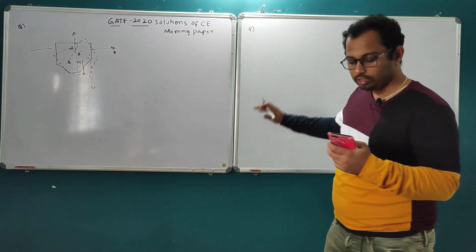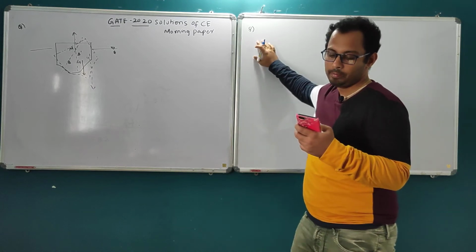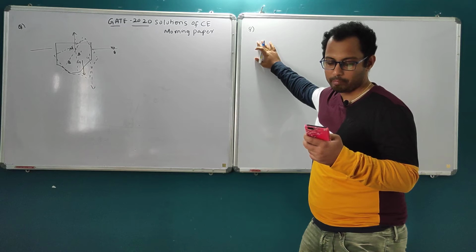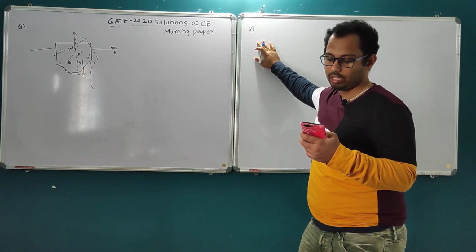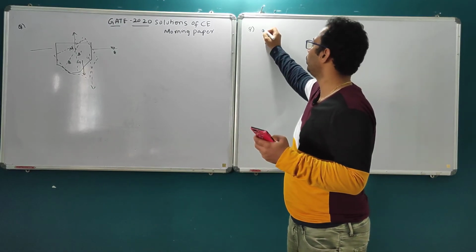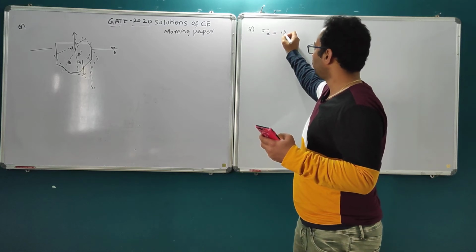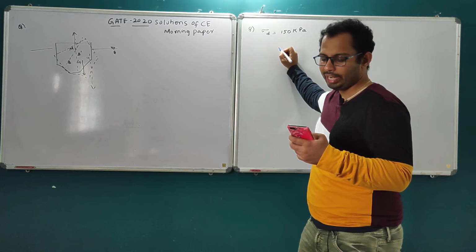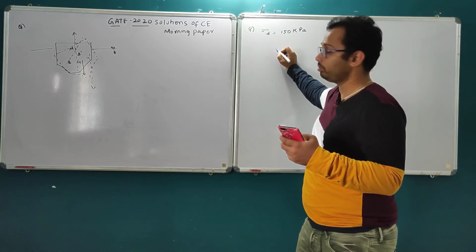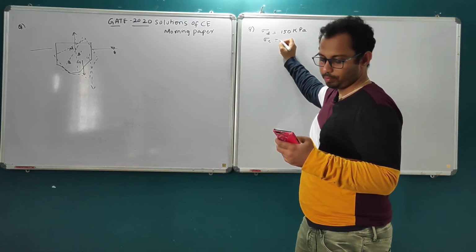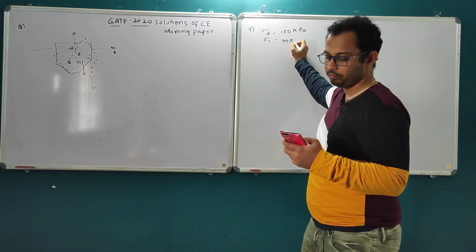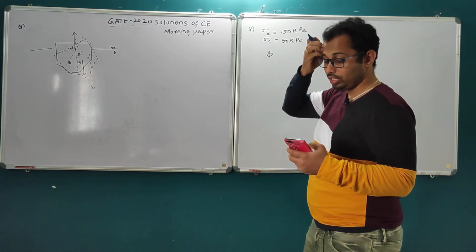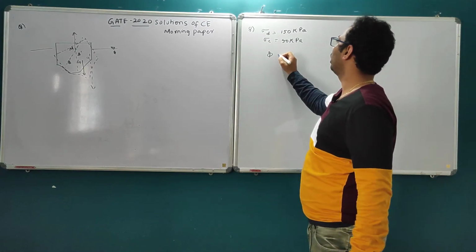Okay, so now in this question, in a drained triaxial compression test, a sample of sand fails at deviator stress. The deviator stress was given as 150 kilopascal, and under confining pressure of 50 kilopascal, he is asking the angle of internal friction. What is the angle of internal friction?